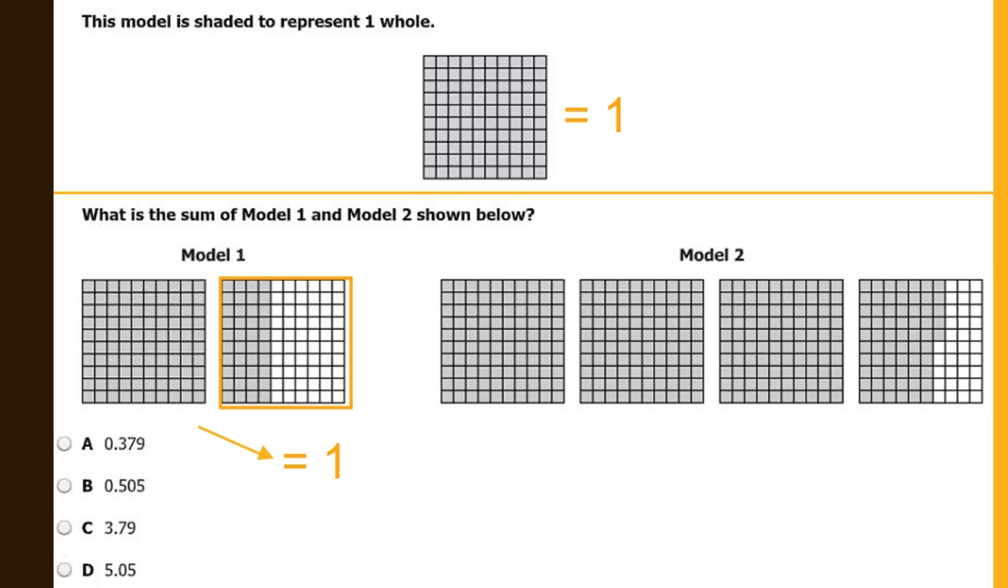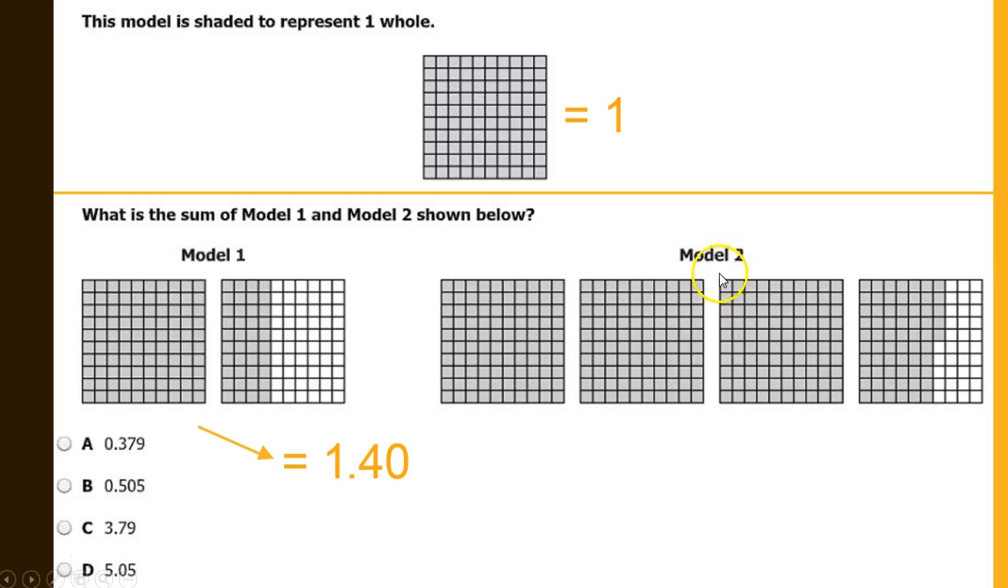Okay, so let me look here. How many are filled in? I see 4 lines of 10, so 40. So it would look like this, 40 hundredths. And we're going to put those two together. So the decimal value of model 1 is 1 and 40 hundredths.